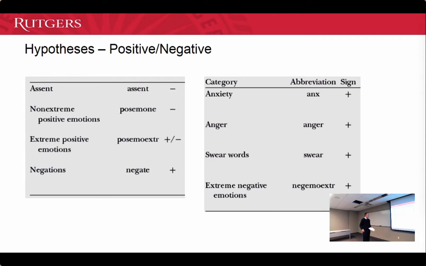So here's some more of their hypotheses. Assent words like yes, okay. I guess they say deceivers will use fewer assent words. Why did they say that? I can't remember. And on and on. Extreme positive words, they'll use fewer of those, but more extreme negative words. Hold on, I want to read about those ones.